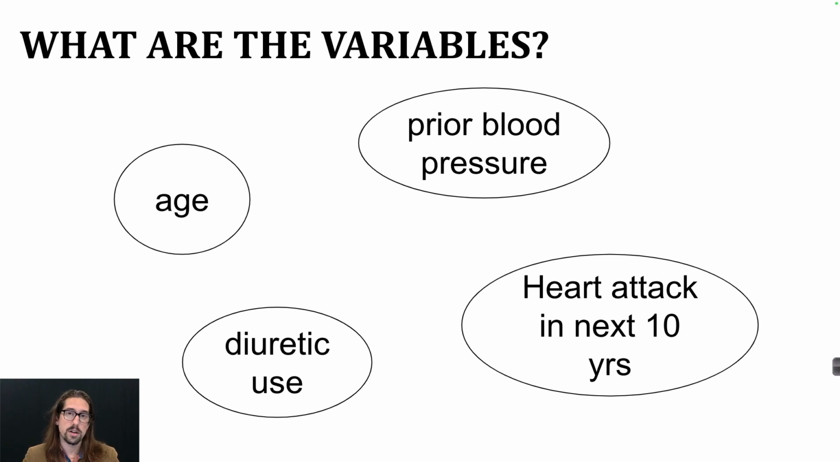So let's imagine we have a population of interest and we want to measure different variables for people in that population. The variables in this case are age, whether or not they're using a diuretic, which is a kind of medication that people get for many reasons, but one reason is if they have high blood pressure, their history of blood pressure, and whether they have a heart attack in the next 10 years. So maybe this represents an observational study where we're interested in whether diuretic use, people taking this drug or not, affects whether or not they get heart attacks in the future, and whether those effects depend on how old they are or what their blood pressure actually is.